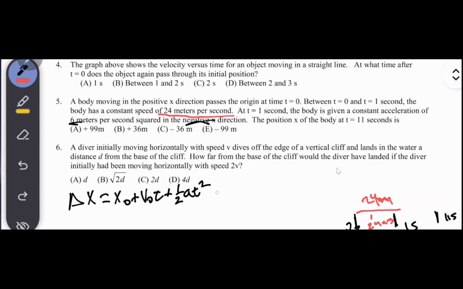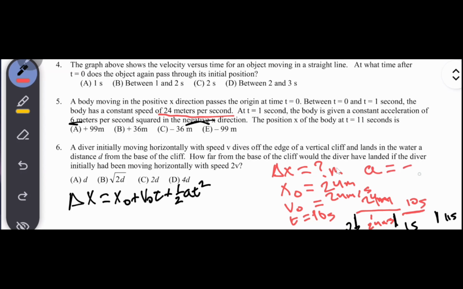Now that we have our equation, we can set up our variables. For our delta x, that is what we're actually solving for in this case, so we do question mark meters. Then we have our initial position, which we can set as 24 meters, and we can set our v initial as 24 meters per second. Then we can set t equal to 10 seconds due to there being 10 seconds between 1 second and 11 seconds. And lastly, our acceleration is negative 6 meters per second squared as stated earlier.